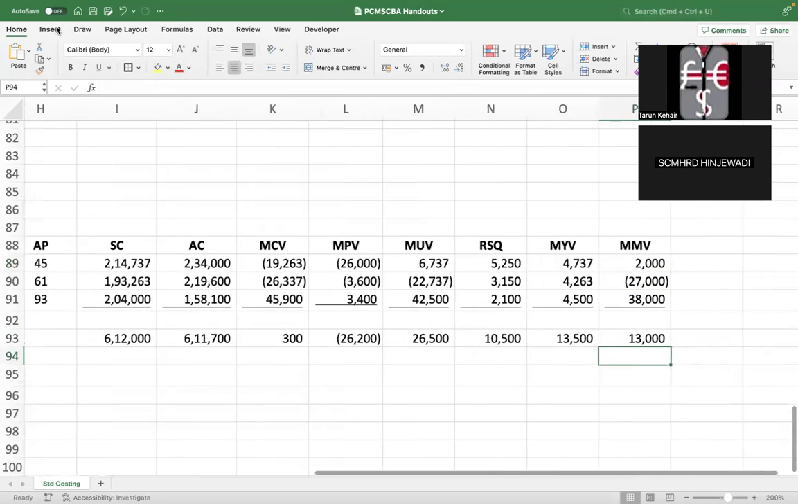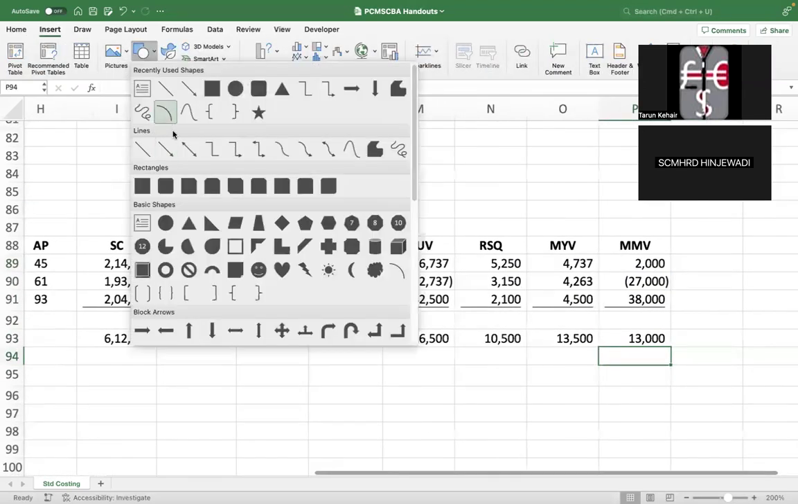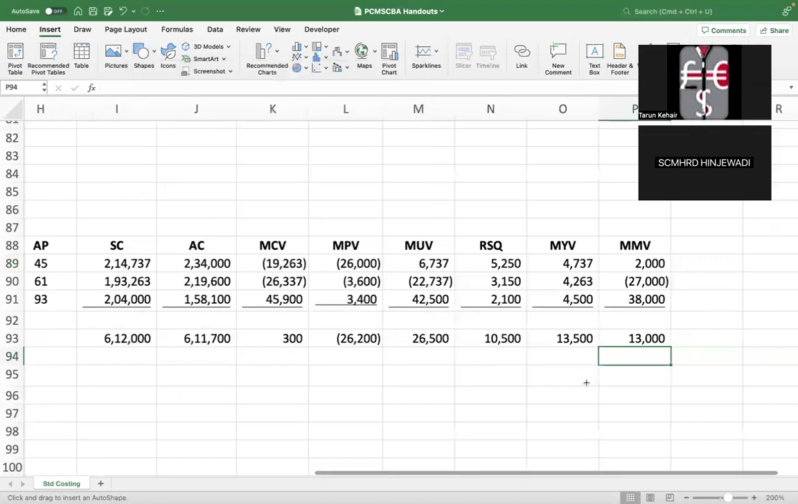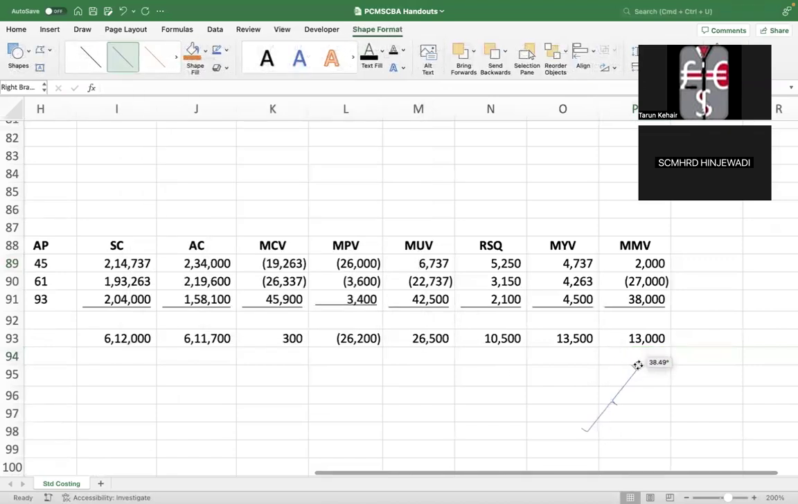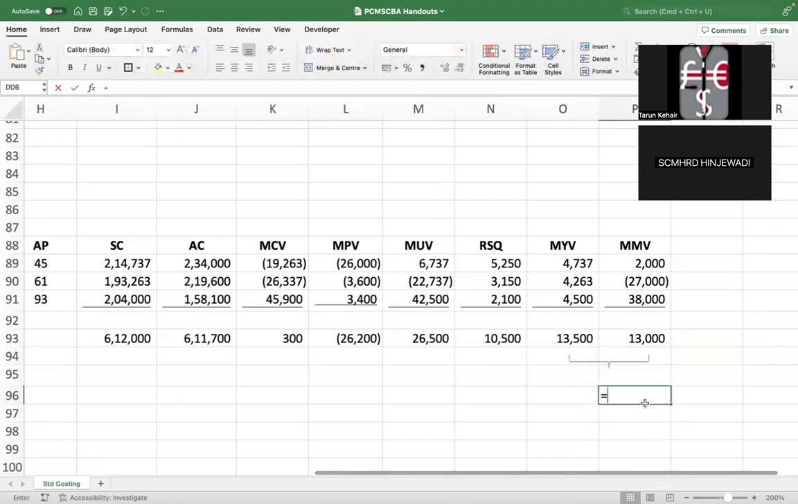Now, if you add both of these, what happens when you add both of these? 13,500 yield variance plus 13,000 mix variance, you get 26,500, which is your usage variance. So we have been able to split our usage variance into yield variance and mix variance. So clear?